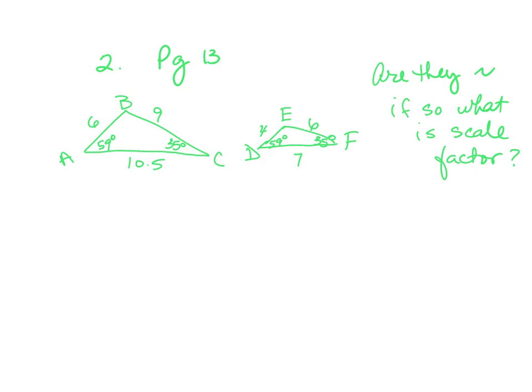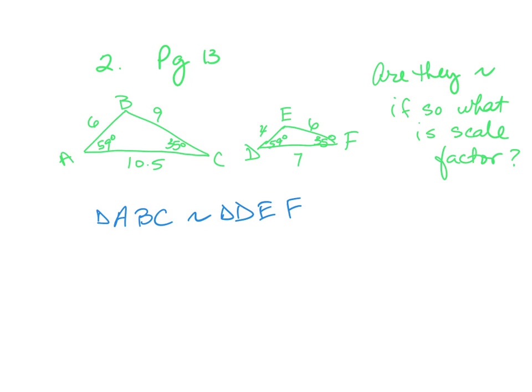And in this case, if one is 59 and one is 35 in both of the triangles, the third one has to also be equal because they have to add up to 180. So we know that triangle ABC is similar to triangle DEF. Everybody get that? And now we're going to find the scale factor.